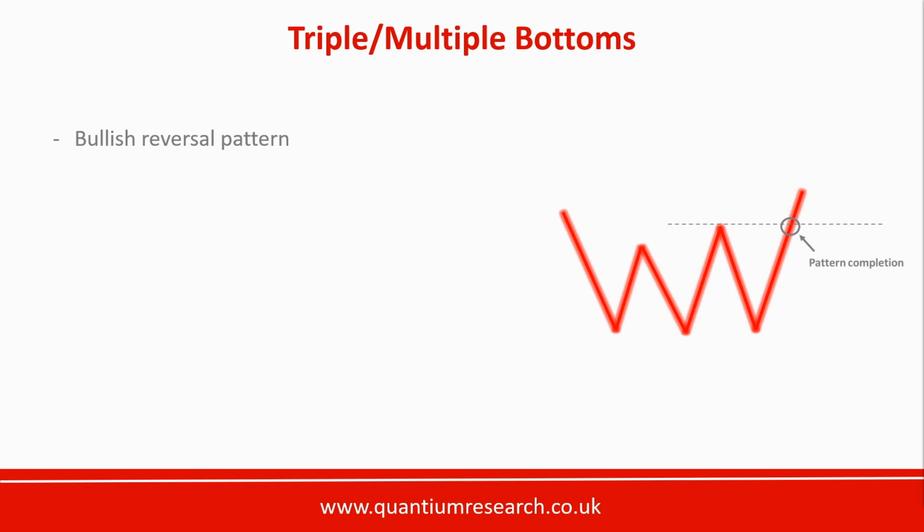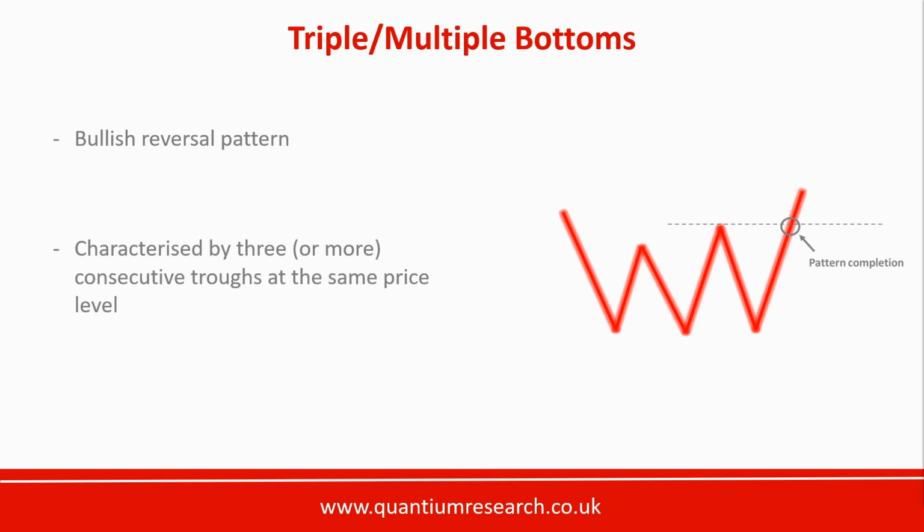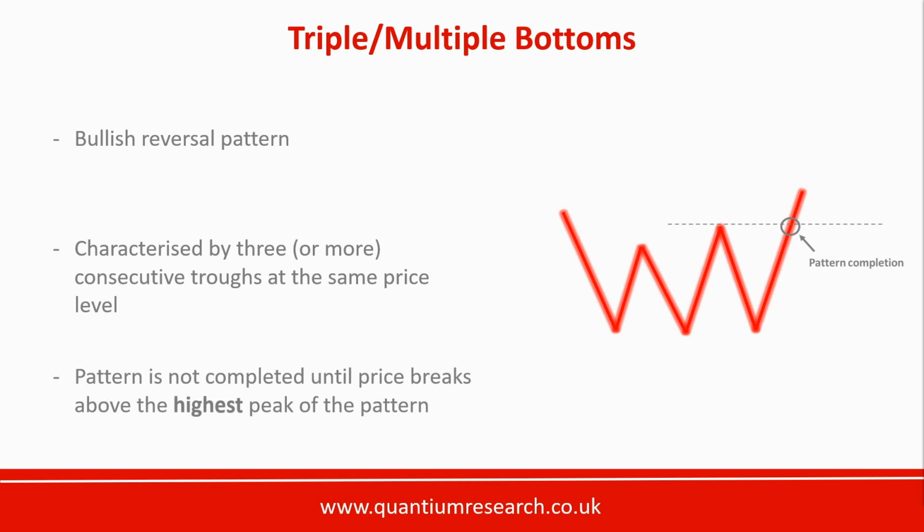It has 3 or more troughs, depending on whether it's a triple or a multiple bottom, and these troughs form at the same price level, and price is expected to rise after completion of the pattern. And the pattern is completed when the price breaks above the highest peak between the lows. And until this breakout happens, the pattern does not actually exist.